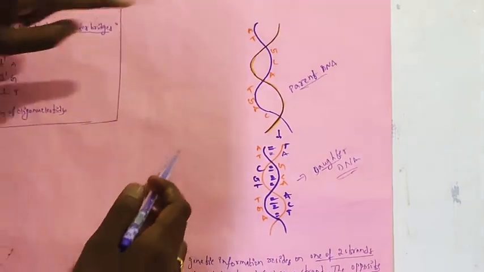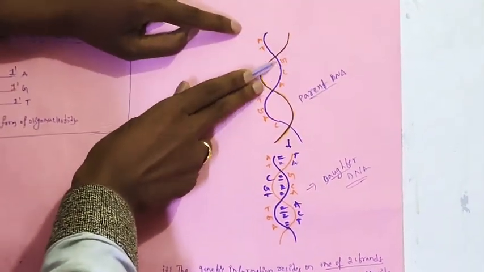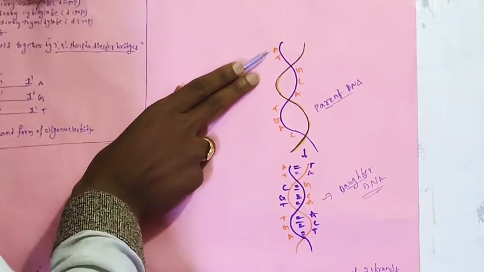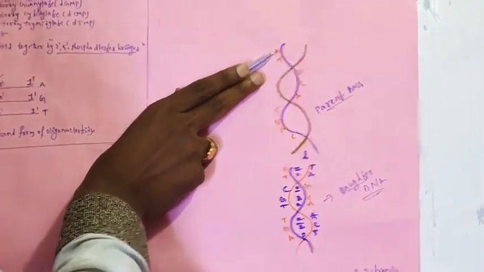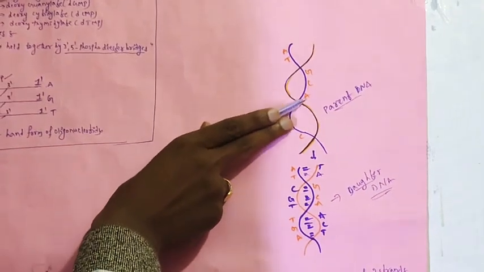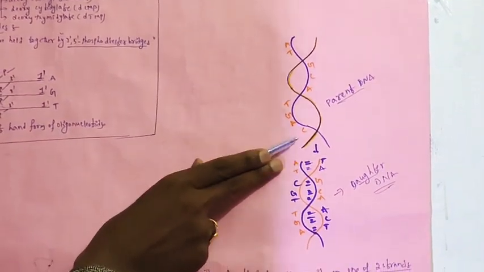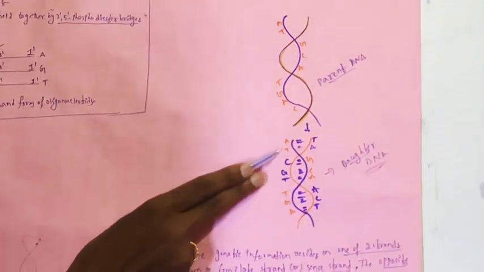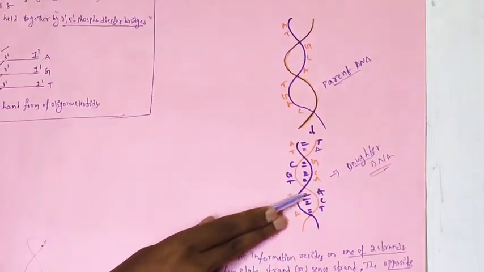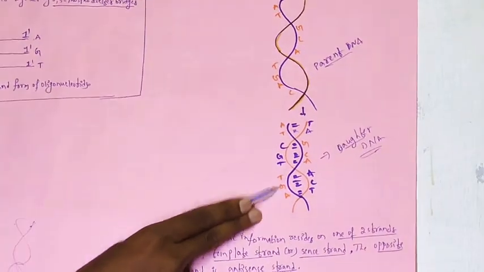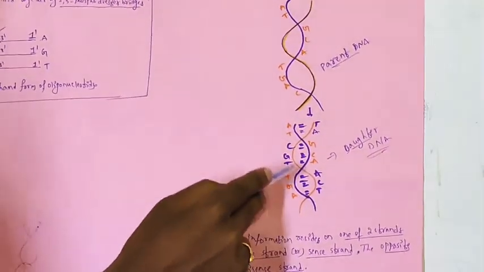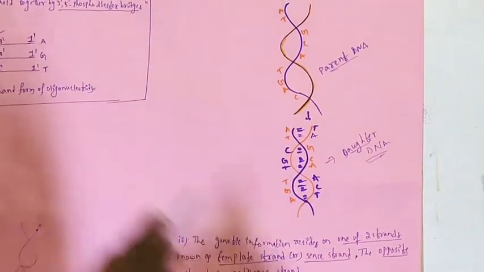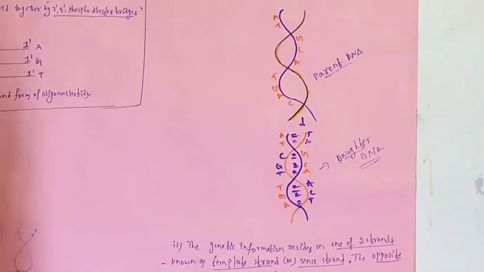How? Suppose I have taken this. This strand is directly coming to us from our parents, right? For understanding purposes, I have taken adenine, thymine, guanine, cytosine as the nitrogenous bases, and the same sequence is written here. The genetic information is coming from our parents. Out of two strands, only one strand indicates the genetic information.